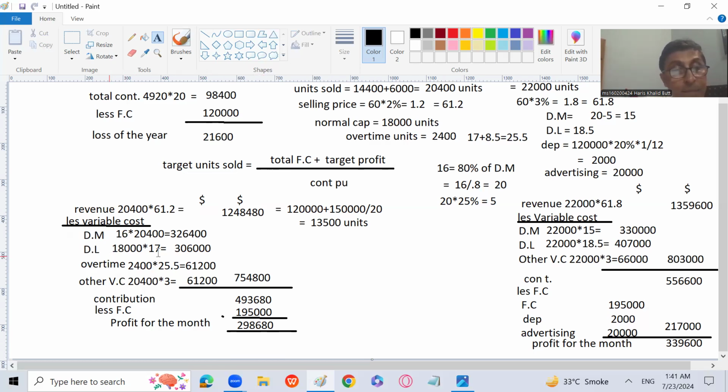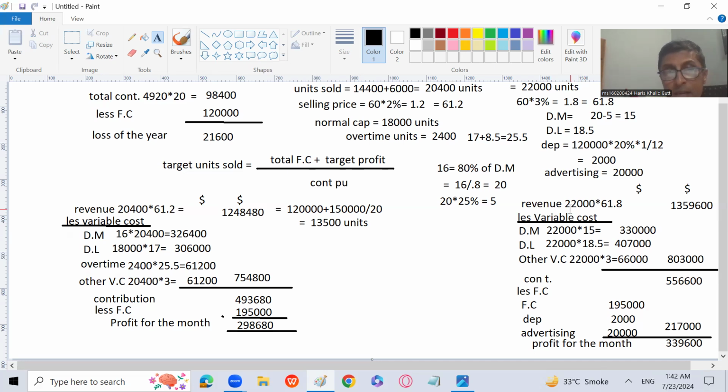And direct labor, we have to pay overtime because we have increased the production. So maybe employees will be demotivated. And because of their demotivation in the future, the quality of the product will deteriorate. And because of that, the sales volume can decrease in the future, right? Fixed cost is already the same, that is 195,000. So that won't give us any problem.